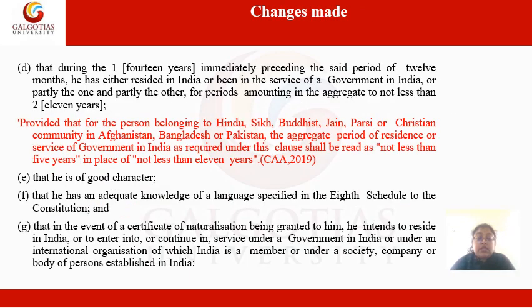Now, this paragraph you can see has been done in red font. This is the chief amendment which has been made. It provides that, for persons belonging to Hindu, Sikh, Buddhist, Jain, Parsi, or Christian community in Afghanistan, Bangladesh, or Pakistan, the aggregate period of residence or service of government in India as required under this clause shall be read as not less than 5 years in place of not less than 11 years. So this is the biggest amendment.